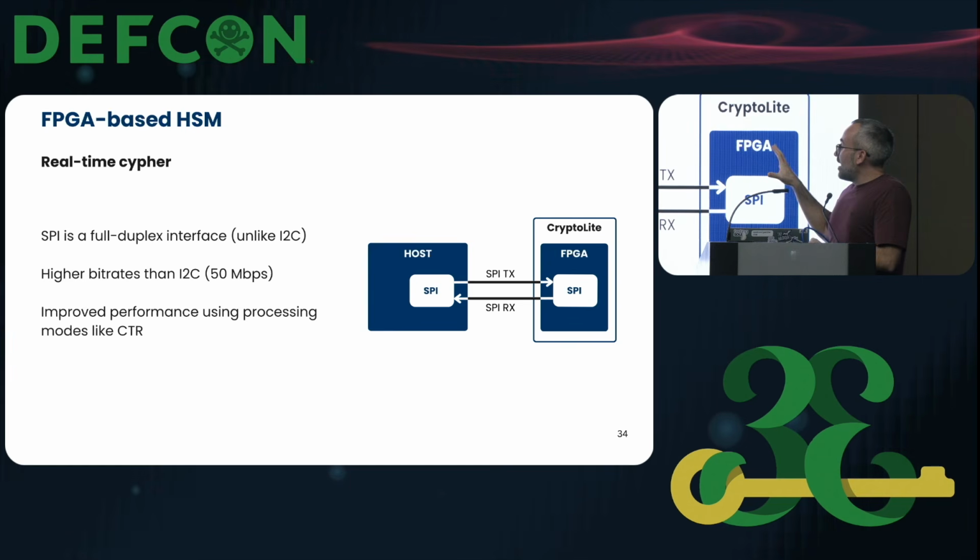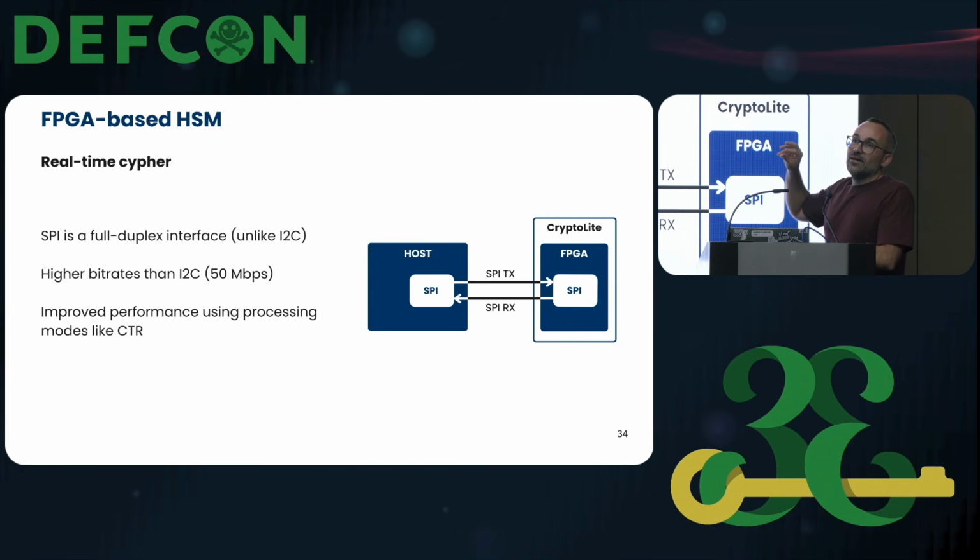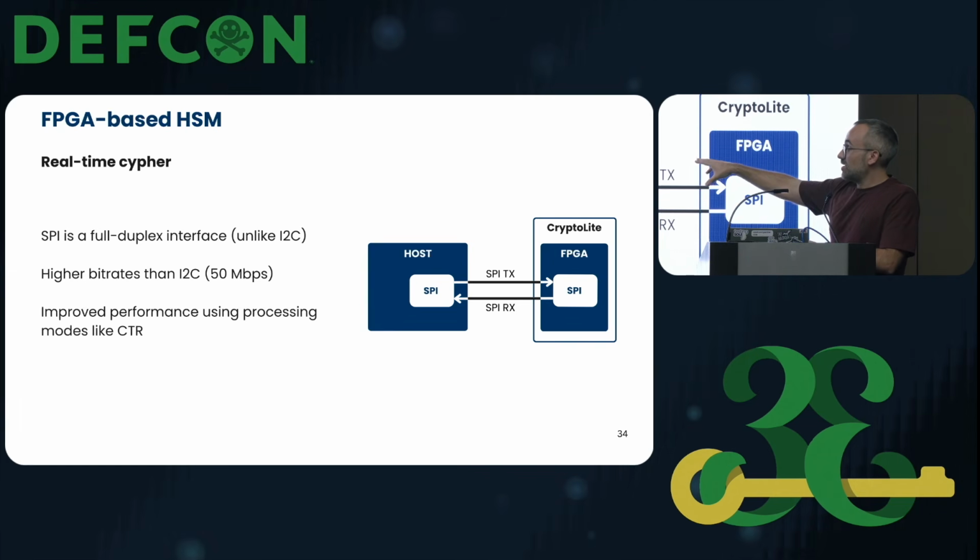Real-time cipher. I said before that I implemented an SPI interface instead of a regular I2C interface. Why? Because with the SPI interface we can reach around 50 megabits or even 100 megabits per second. And it will be crucial when we are talking about real-time ciphering.